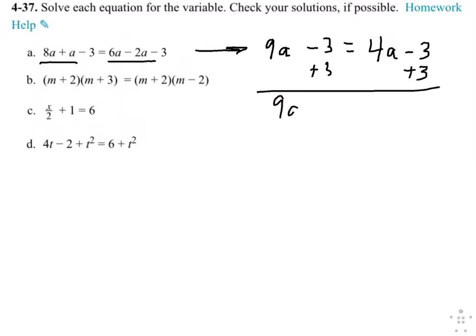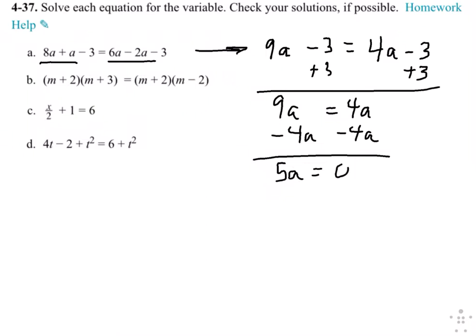And we get 9A equals 4A. Subtract 4A from both sides, and that gives us 5A equals 0. And divide by 5, right? And we get A equals 0. And we're done.